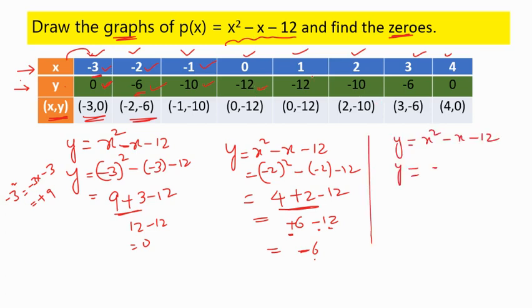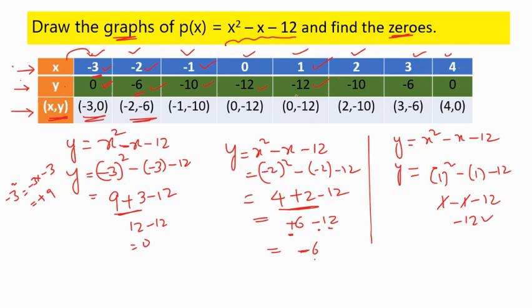Now we replace x value 1, a positive number, in the quadratic polynomial and see how we got the value as minus 12. So 1 square minus 1 minus 12. 1 square value is 1, minus 1 minus 12. 1 minus 1 becomes 0. Minus 12 will be the y value. So when x is 1, y will become minus 12. Point is 1 comma minus 12. Similarly, when x is 2, y will become minus 10. Replace x value as 3, you will get y value as minus 6. And when x is 4, y value is 0.